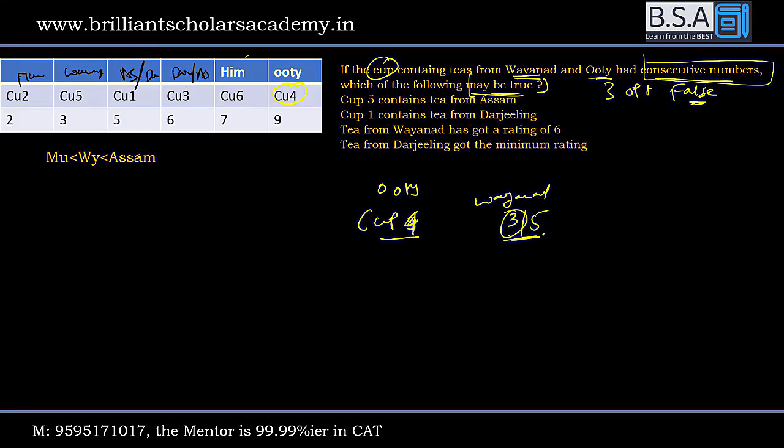Multiple possibilities are there. So what are we looking for? Which of the following may be true? Cup number 5 contains tea from Assam. Cup number 5 is fixed. It is Wayanad. It is a false statement. Cup 1 contains tea from Darjeeling. It is possible that Darjeeling comes here and occupies cup number 1. ये पूछ रहा है आपसे, can be true. तो बाकियों को false कर देते हैं.